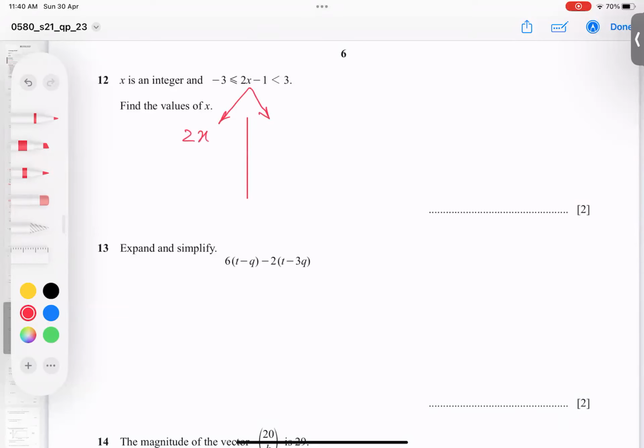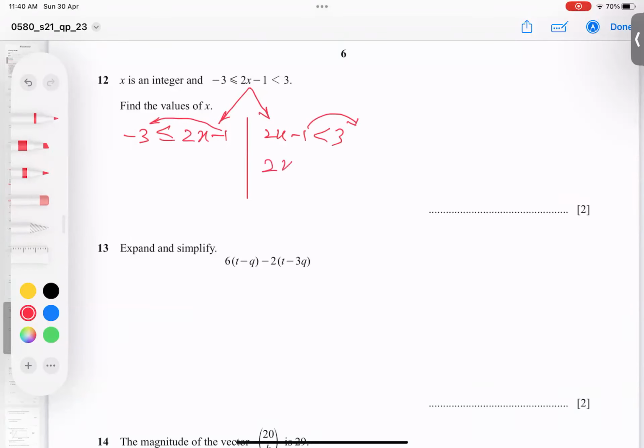So 2x minus 1, 2x minus 1. One time with -3 and one time with 3. Like one time copy this here and one time copy it here. Now try to make x alone here.